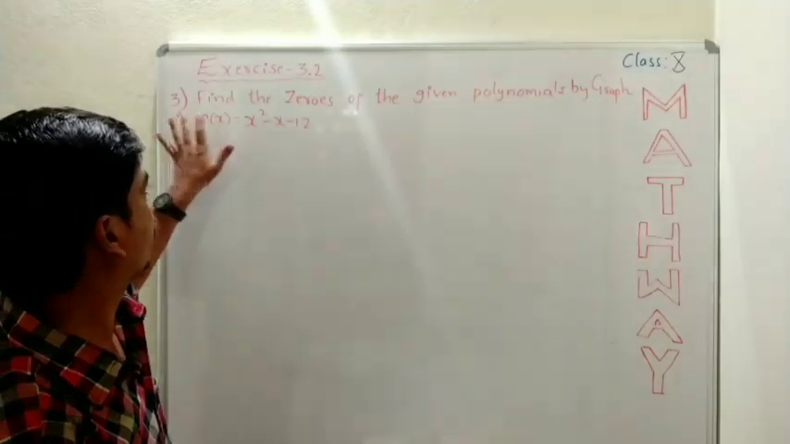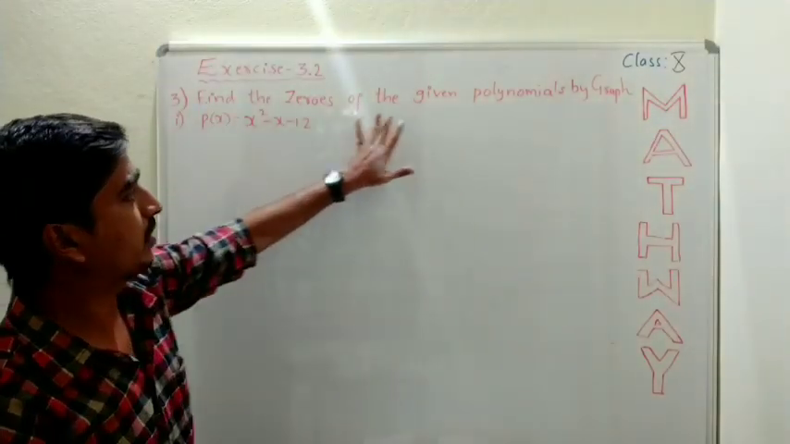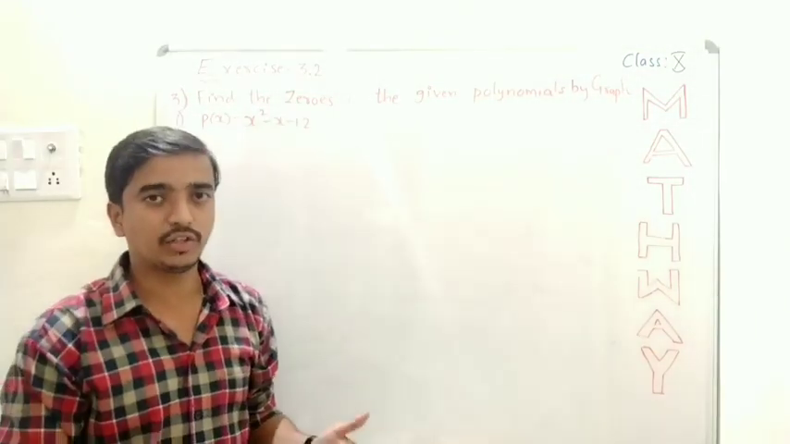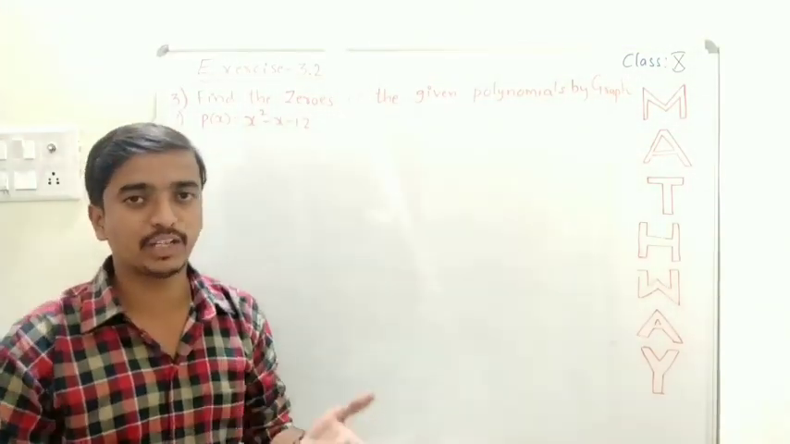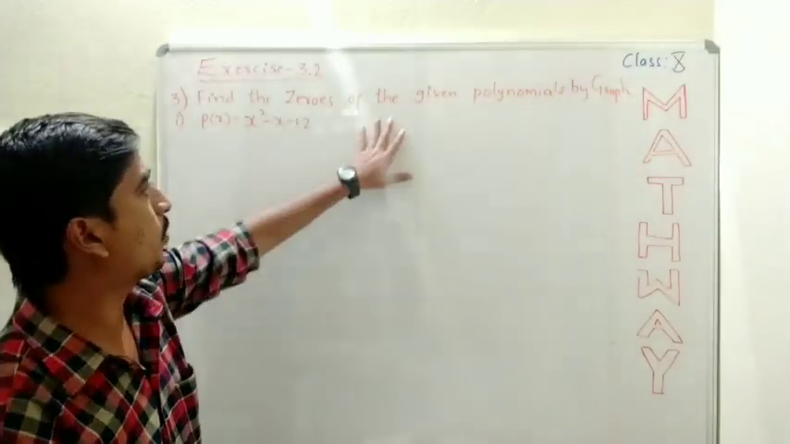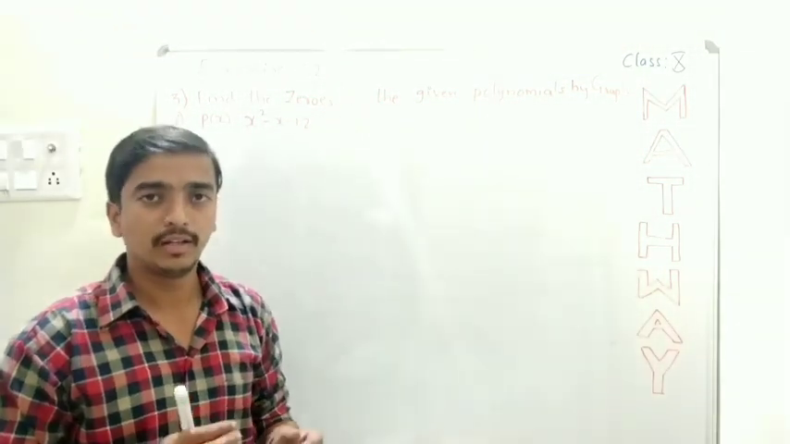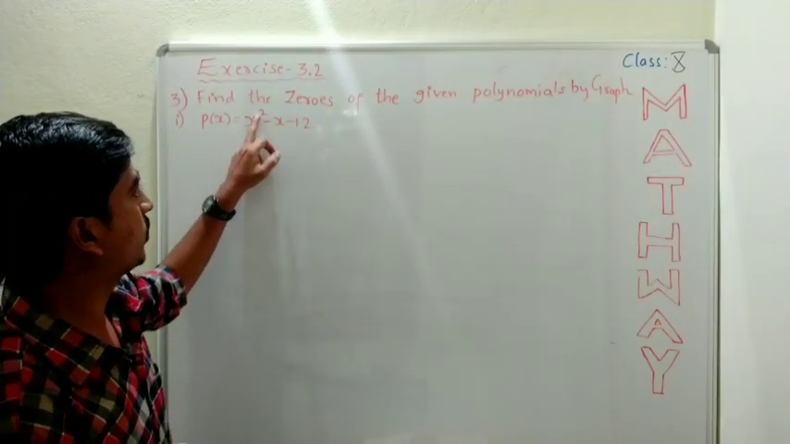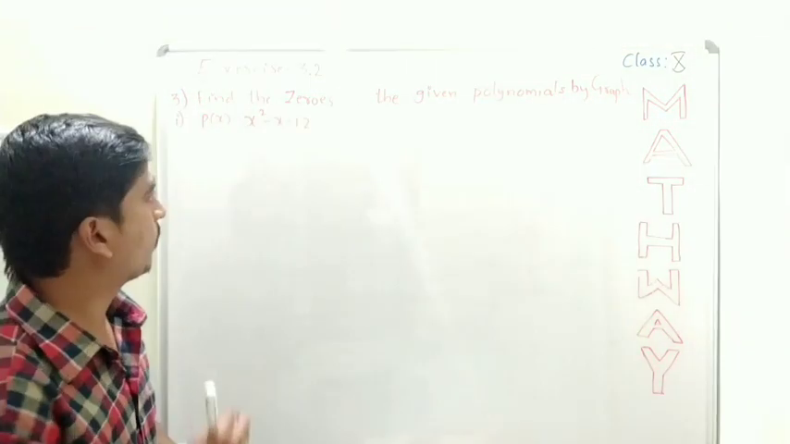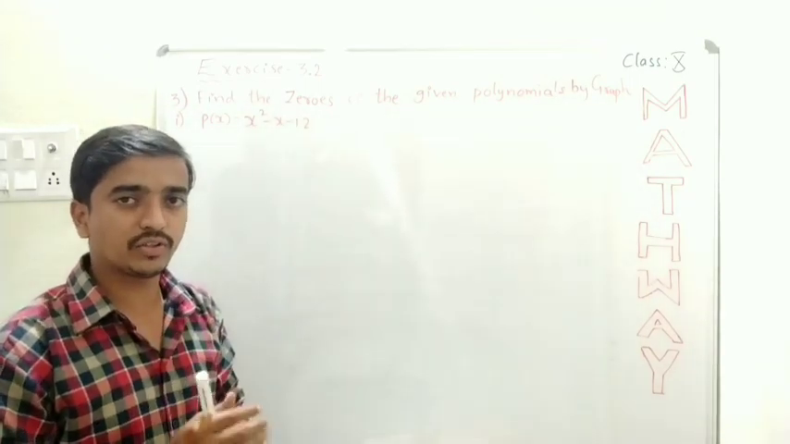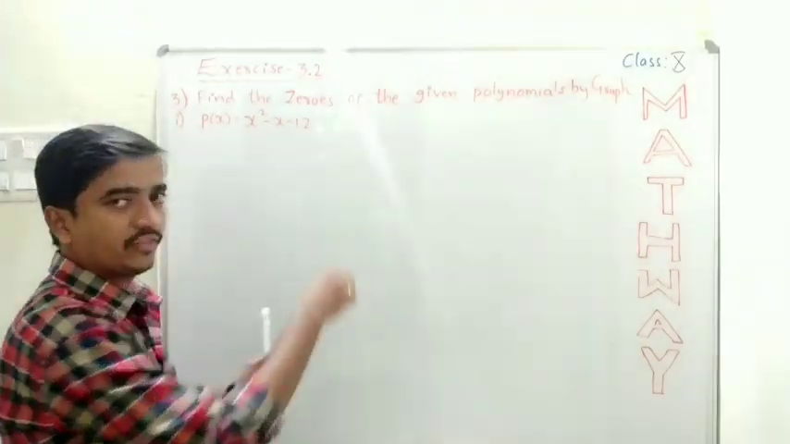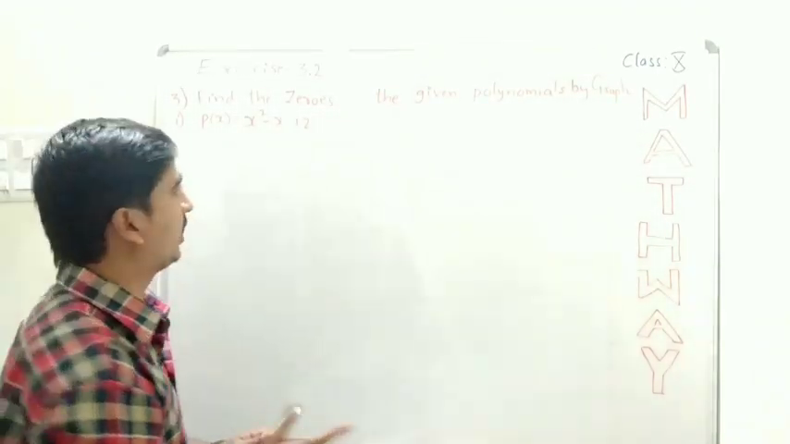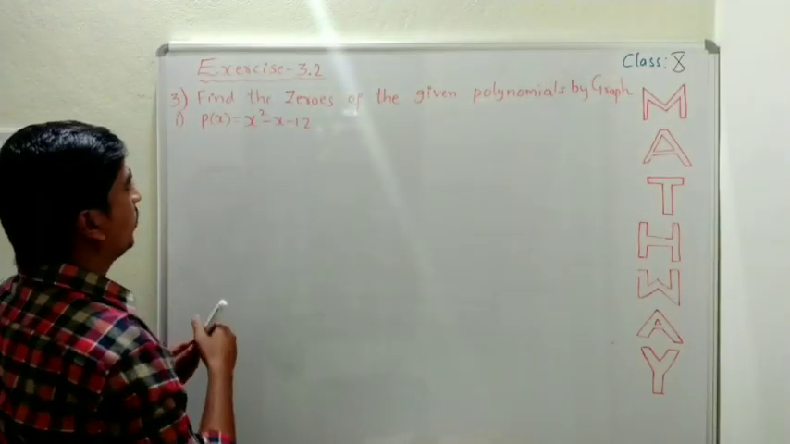Now see the third question, that is find the zeros of the given polynomials by graph. Previously we found the zeros by factorization, by transposing, different methods. So here we have to find the zeros of the polynomials by the graph. Let's see. First one is p of x equals to x square minus x minus 12. First we will find the zeros by using factorization. Then after, by taking the points, we can show it on the graph. First factorize this polynomial.